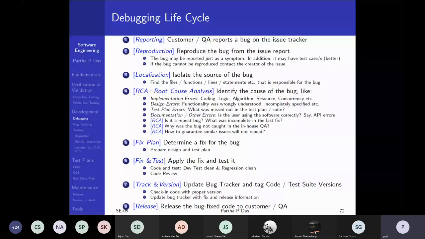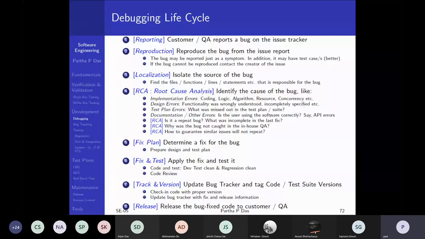The code should be reviewed by your seniors, so that the RCA is agreed, the fix plan and design are accepted, and the code change is accepted as well. Review can bring that out. We'll talk more about code reviews at a later point, but fix and test is the next thing you do in the life cycle. And then finally, now it is ready with the fix.